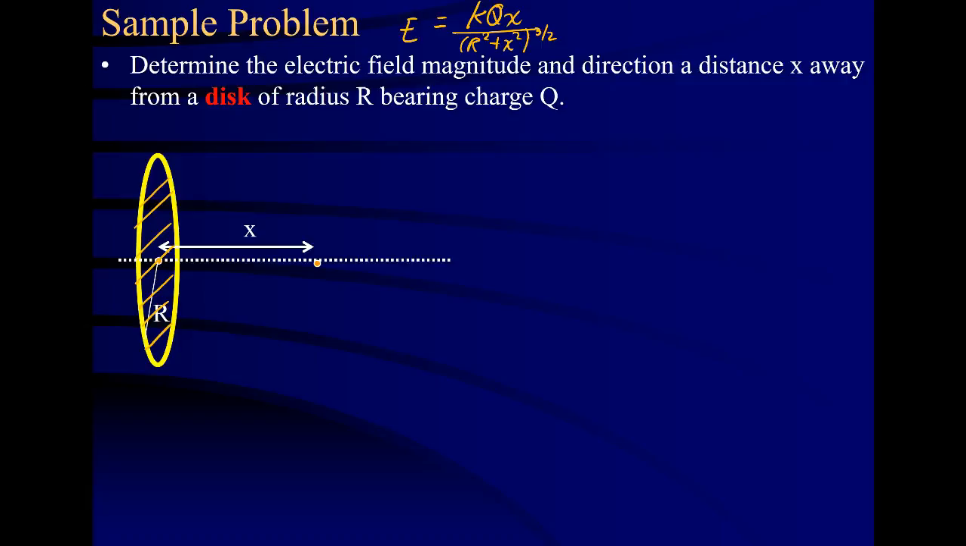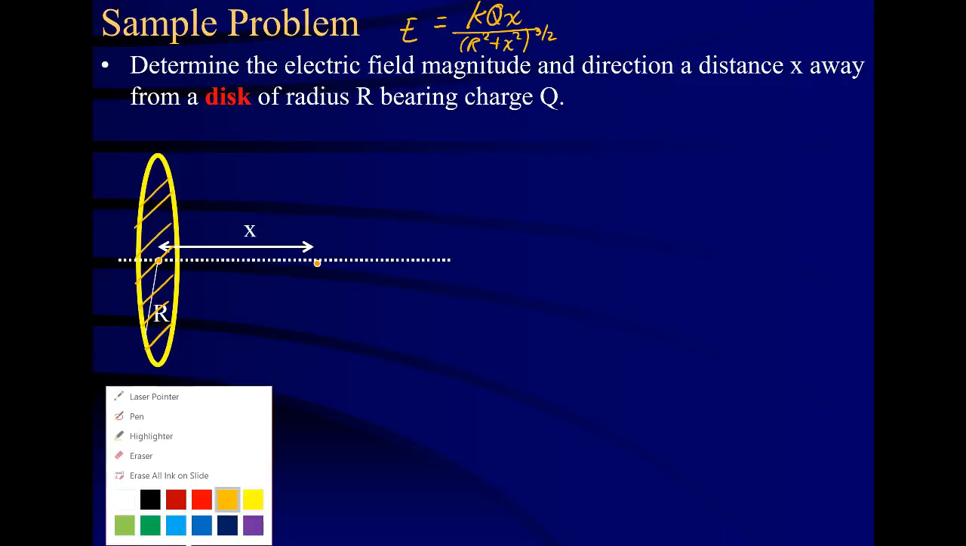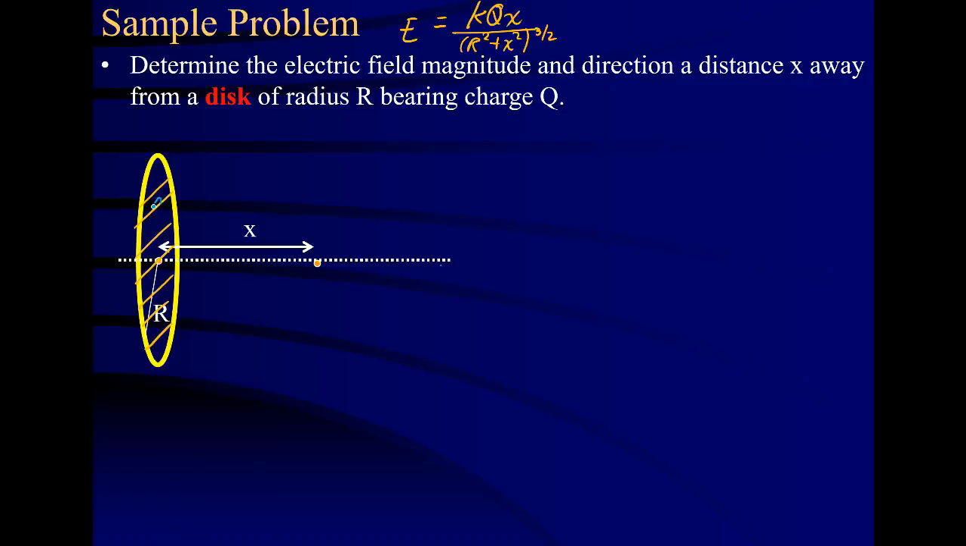Okay, so now the trick is, if we want to find the field of a disk, it is just made up of a bunch of concentric rings. So this ring here will have charge dq, and it's not going to have length, but it will have area dA. This will cause a field of dE, which we already know will just point in the x direction, and we're just going to have to take the integral of all of the dE's.